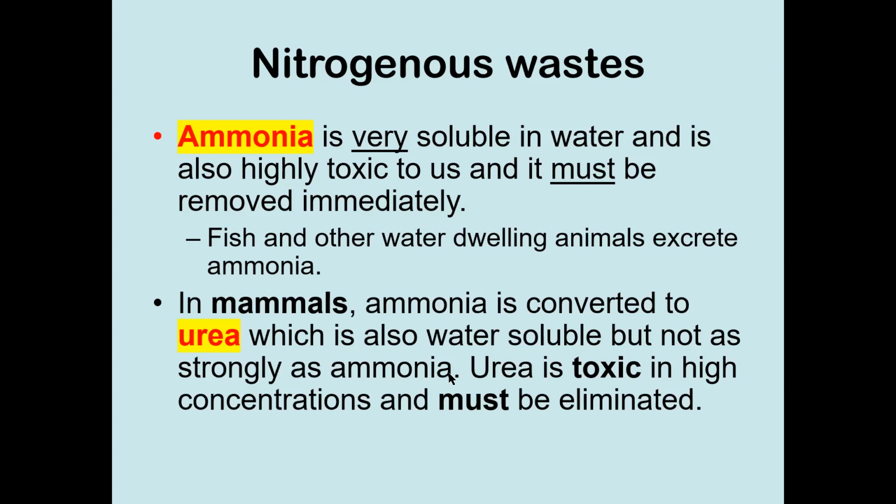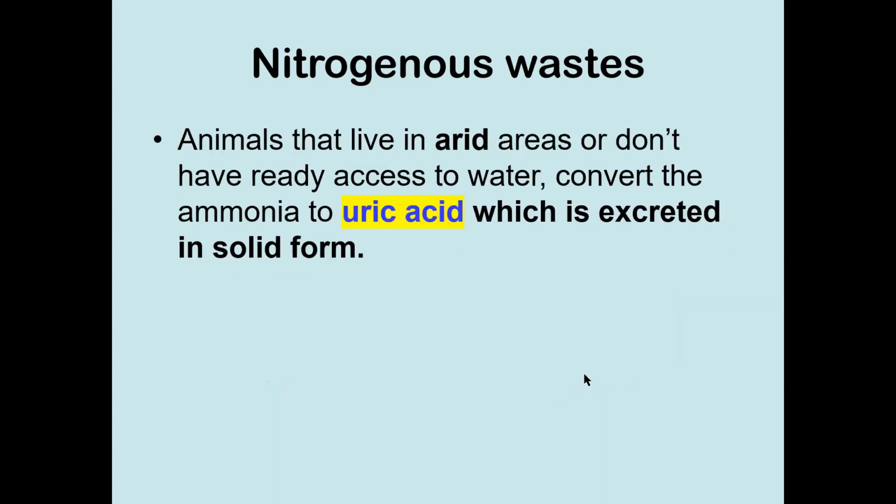Now, in mammals, the ammonia is converted to urea, and it's also water soluble because we urinate it out. But too much urea is toxic, so we must get rid of it. Now, animals that live in very arid areas, where they don't have much access to water, can't get rid of urea. So they've developed a different one called uric acid, and that's excreted in solid form.